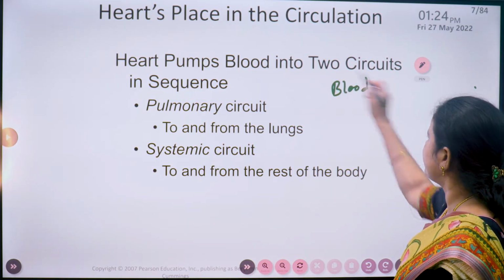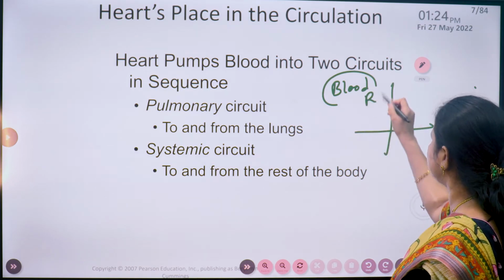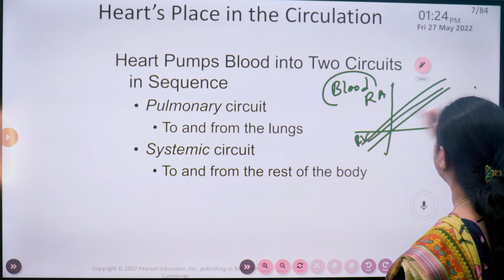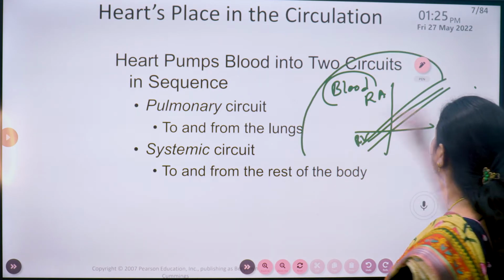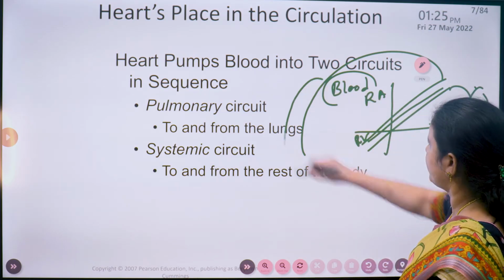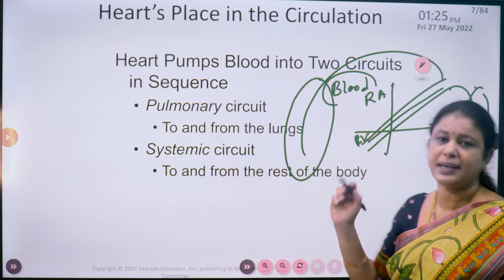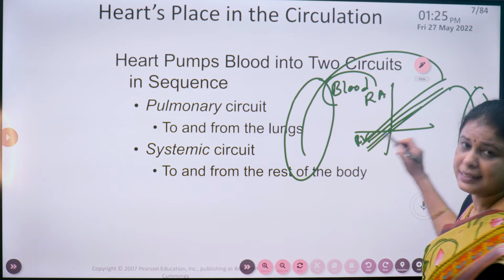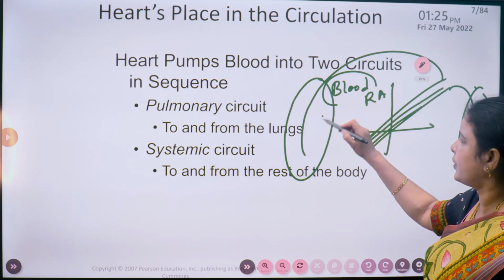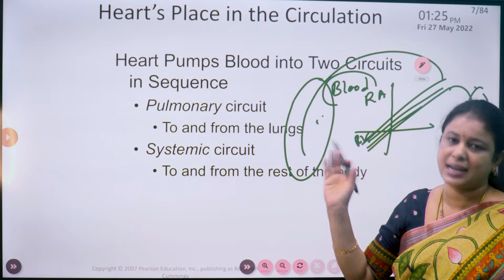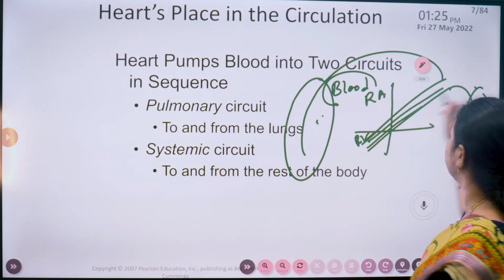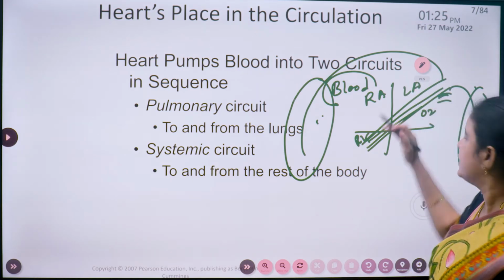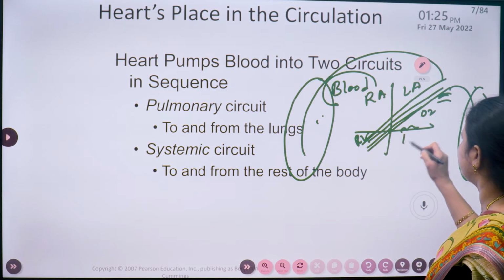From the right ventricle, through the pulmonary artery, deoxygenated blood will be pumped into the lungs. The pulmonary artery carries the deoxygenated blood to the lungs. Within the lungs, exchange of gases will take place. The pulmonary veins will bring back oxygenated blood into the left atrium. From the left atrium the blood enters into the left ventricle.